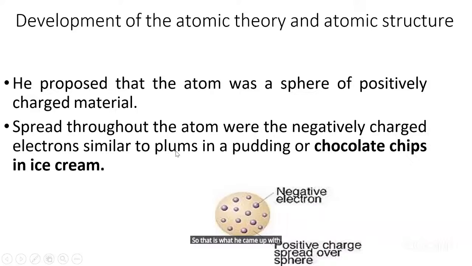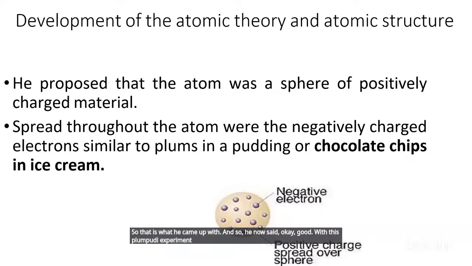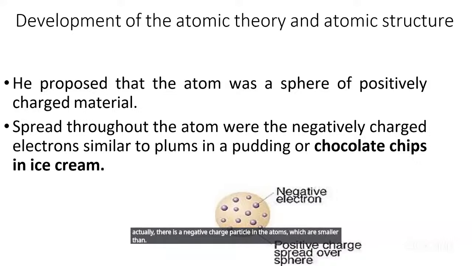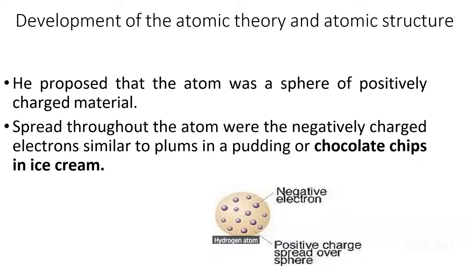And so he now said, okay, good. With this plum pudding experiment, he concluded that there is a negative charge particle in the atoms, which is smaller than a hydrogen atom. Hence, he referred to that as the electrons. That is how J.J. Thomson was able to prove that you have electrons as subparticles in an atom.